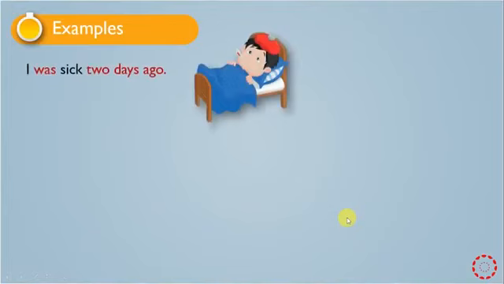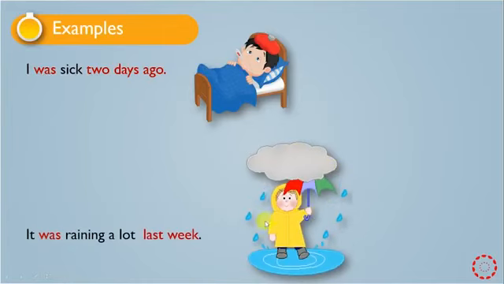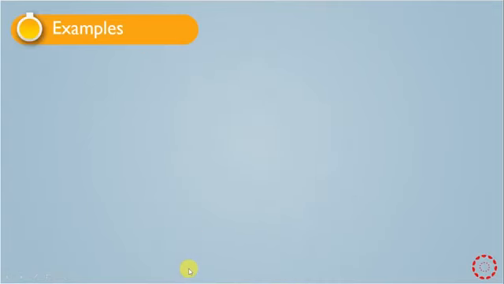Examples: I was sick 2 days ago. This is the past simple verb. This is verb to be. It was raining a lot last week. Again, was is a past verb. It's verb to be. It's not main verb.